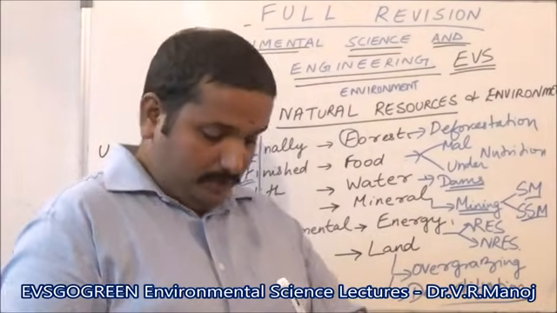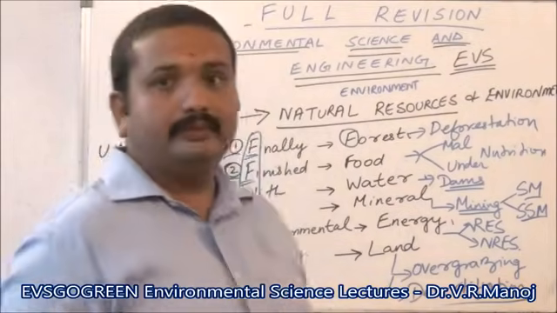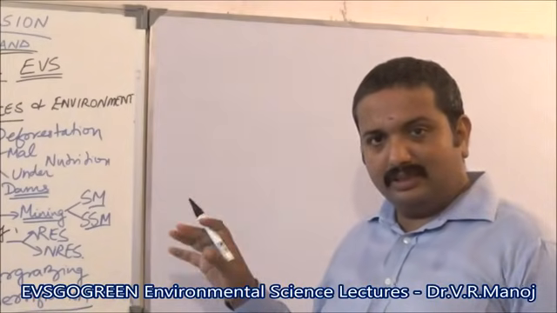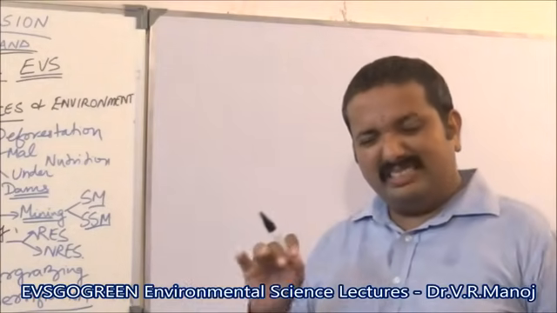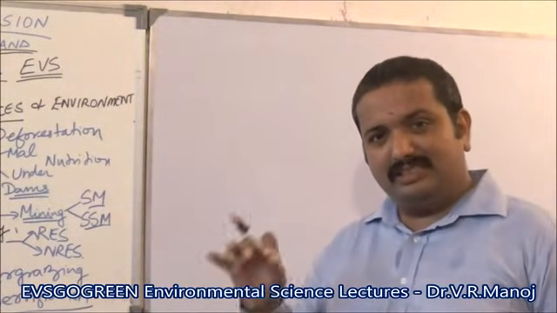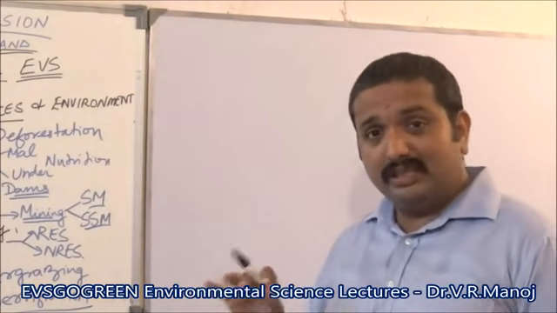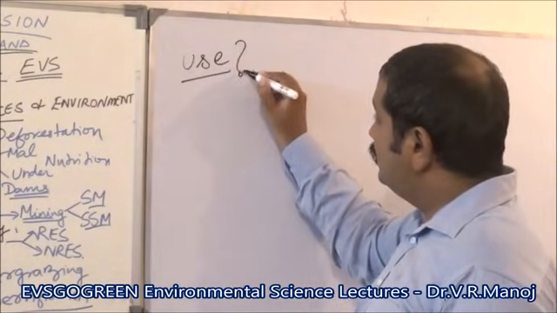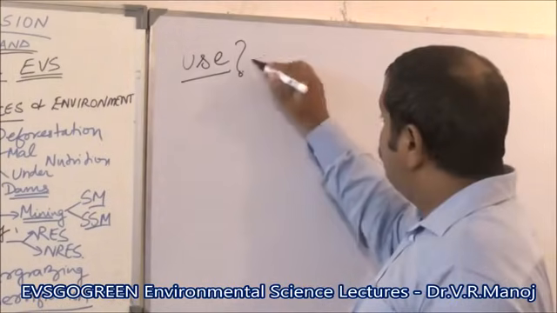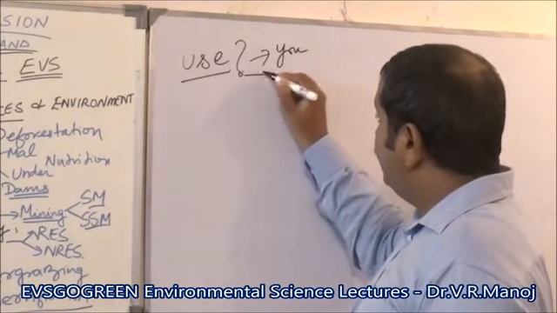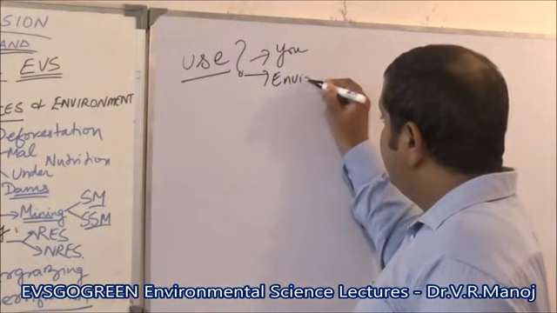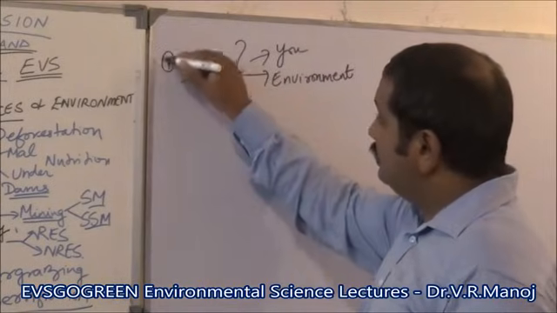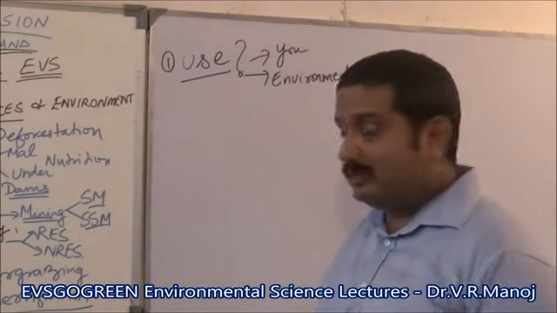Okay, now I told you the basic 6 types of natural resource that you should remember. Now, regardless of the type of natural resource, there is a specific structure to every natural resource. Any natural resource, you should remember what is the use of that particular natural resource to you and to the environment. Okay, so that is the first one. What is the use of that particular natural resource?